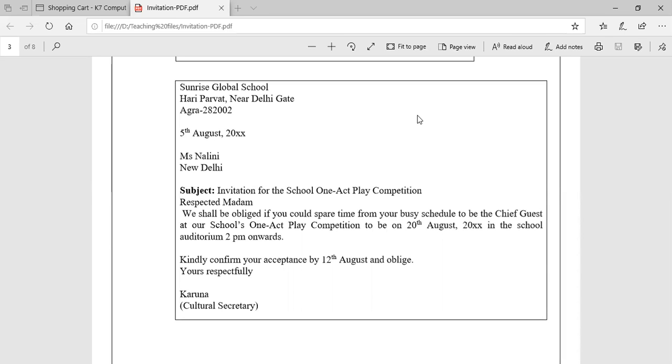And date with the format, then receiver's name and address. The subject: Invitation for the school one act play competition. You can also mention with a hyphen as a judge, or as a chief guest, as a special guest, or anything you can mention. Respected madam, because we are writing to Miss Nalini. We deliberately know the receiver's name and address, so we mention respected madam. You can also go for respected madam or sir, no issues.